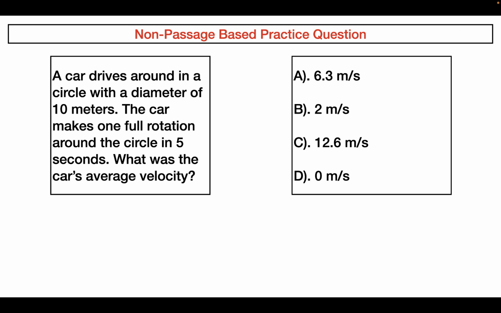So a car drives around in a circle with a diameter of 10 meters. The car makes one full rotation around the circle in 5 seconds. What was the car's average velocity? So take a moment, pause the video, and calculate the answer for yourself. So hopefully you took some time to calculate the answer. And when you calculated the answer, you should have got choice D.